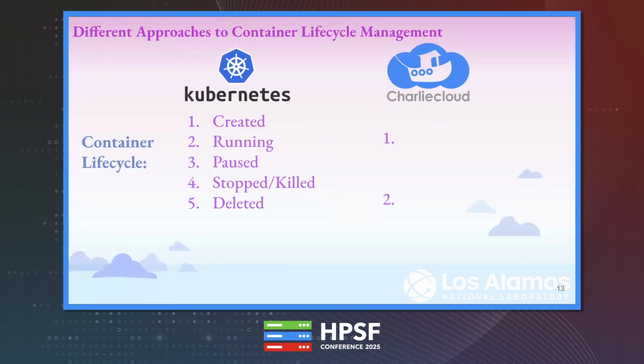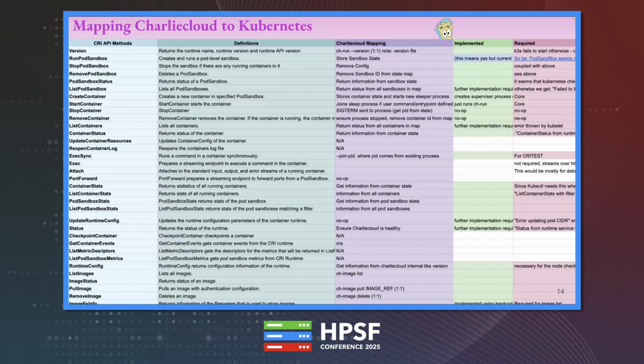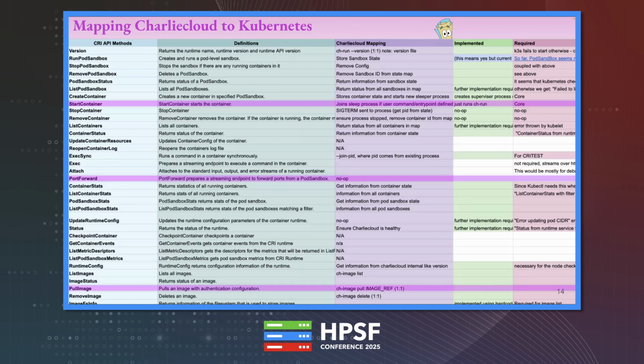There are also different approaches in container lifecycle management between Kubernetes and CharliecLoud. Kubernetes has more steps in its lifecycle, but CharliecLoud has a simple philosophy. So the lifecycle consists of running the container and then it being done. So we need to map these different functionalities between Kubernetes and CharliecLoud. This was our mapping, to point out a few. The start container method maps to the ch-run on the CharliecLoud side. The port forward is just a no-op, and pull image maps to image pull.